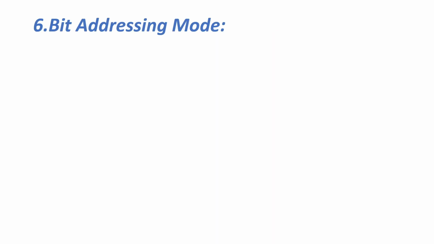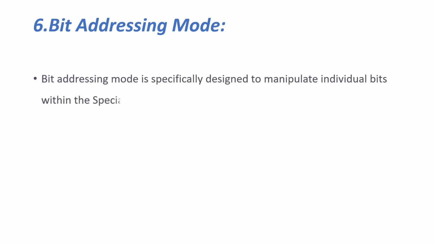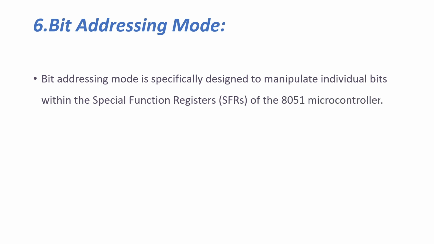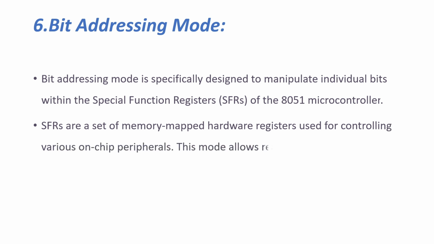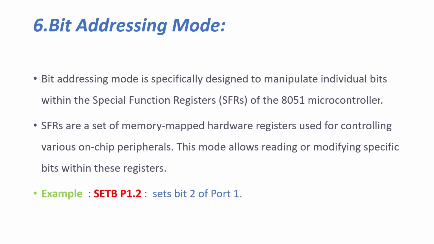Sixth is bit addressing mode. Bit addressing mode is specifically designed to manipulate individual bits within the SFRs. SFRs are a set of memory mapped hardware registers used for controlling various on-chip peripherals. This mode allows reading or modifying specific bits within these registers. Actually, bit addressing mode is used to perform an operation on a single bit, like this: SETB P1.2. What does that mean? Set bit 2 of port 1. Here mainly set or reset operations are performed.